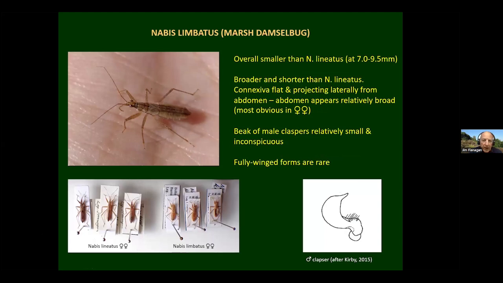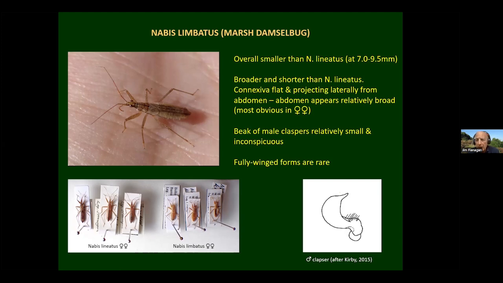Now, I think a lot of people do confuse Nabis limbatus with lineatus. The picture on the left-hand side there shows some examples of females for comparison. On the left I've got three specimens of Nabis lineatus compared with Nabis limbatus. You can see the Nabis limbatus are overall smaller and broader as well. The connexivum along the edge of the abdomen is almost flat and projects laterally, so it just gives the impression of a broader insect. The claspers in males are relatively small and not very conspicuous. And again, fully winged forms are rare, although they do occur.